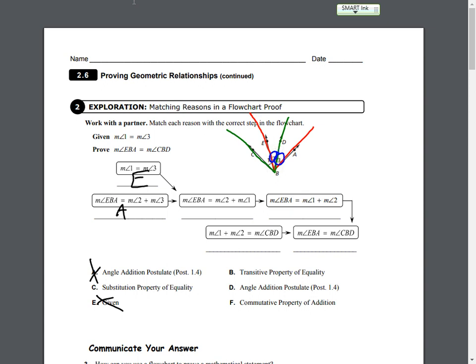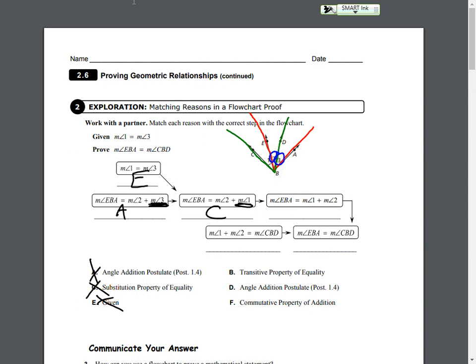How do we get to that next step? The measure of angle EBA equals the measure of angle 2 plus the measure of angle 1. What did we do on that next step? Well, we just substituted 1 for 3. The measure of angle 1 and the measure of angle 3, we just substituted. So we'll say that's C. The only thing that changed was this and this. We substituted measure of angle 1 for measure of angle 3. And we can do that. The reason we can do that is because in our given, the measure of angle 1 equals the measure of angle 3. That's the reason we can substitute that.